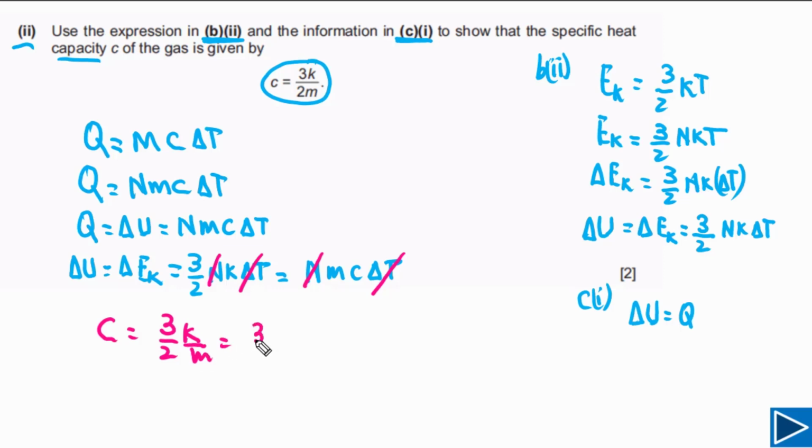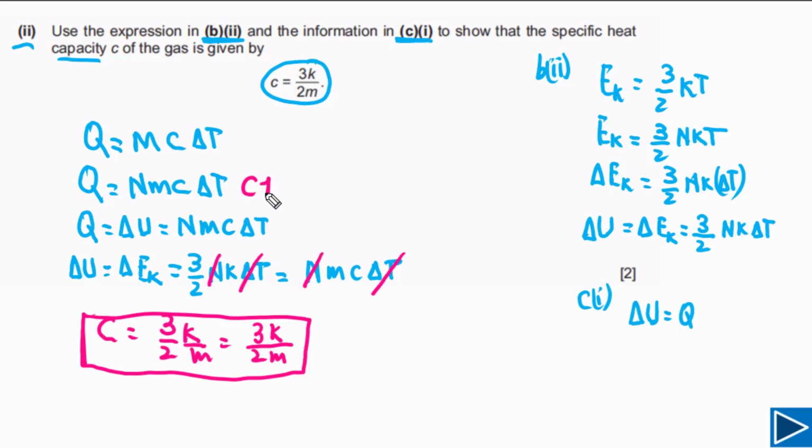Simply we can say this is equal to 3K divided by 2M. So this is the specific heat capacity of the gas in terms of the mass of a single molecule and the Boltzmann constant. So this is how we can derive it. This question has 2 marks. The first mark is if we have written this expression, and this is the C mark. And the second mark is if you have got the right answer, and this is the answer mark.